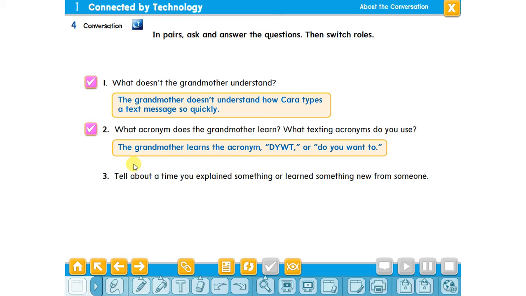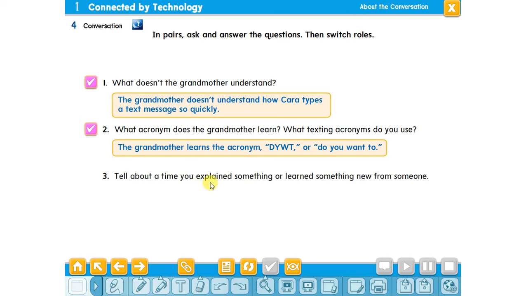Great. In 10 minutes, I think. I'll be ready in 10 minutes. The number 3, of course, here: what texting acronyms do you use? This is for you. What are the acronyms or the abbreviations that you use yourself? You can just write anything that you usually do.